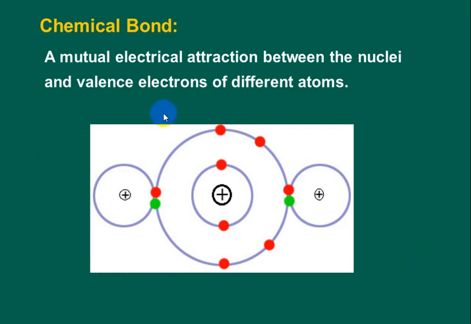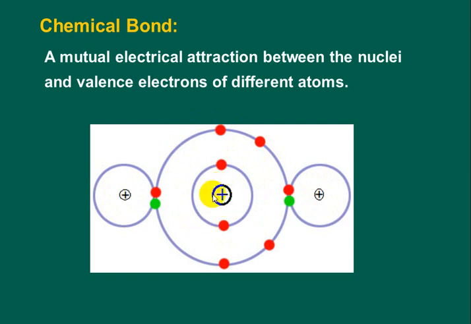What's a chemical bond? Define the chemical bond. As we can see here, these atoms are attracted to each other because of the positive charge of the nucleus and the negative charge of the electron. The positive charge of the first atom attracts the negative electrons of the second atom. Also, the positive charge of this atom attracts the electrons of the middle atom, and so on.